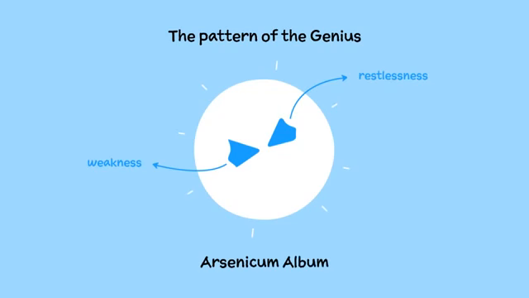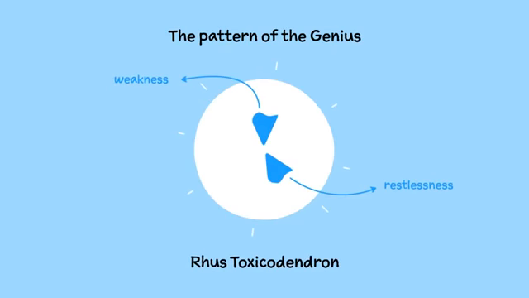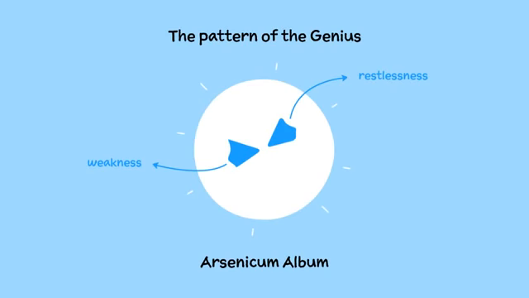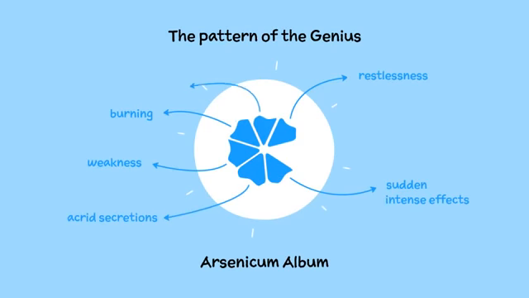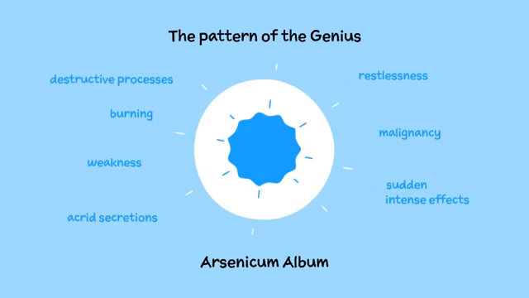However, such an oversimplified expression can create confusion because such a genius would describe several other remedies like Zincum metallicum and Rhus toxicodendron. In order to make the genius relevant, we need to expand its expression to reveal the larger pattern of general traits of the remedy. For example, in Arsenicum album, along with weakness and restlessness, we have burning, sudden intense effects, acrid secretions, destructive processes, and malignancy. Altogether, these form the pattern which is the genius of Arsenicum album.